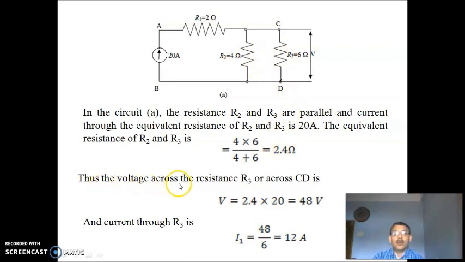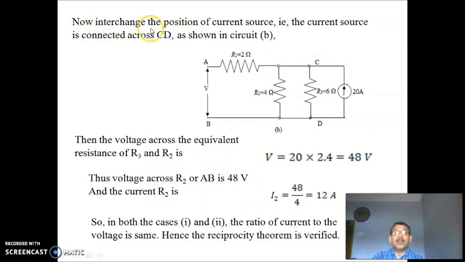And thus the voltage across the resistance R3 will be the equivalent resistance times the current. This is the current, 20 ampere, giving 48 volt. Similarly, we can calculate the current through the resistance R3. This is the voltage divided by the resistance, 6 ohm, which gives 12 ampere. That means the voltage across CD will be 48 volt, and the current through the resistance is 12 ampere.